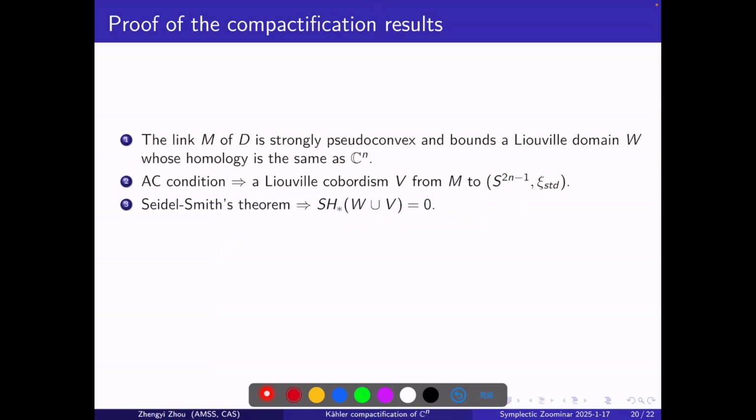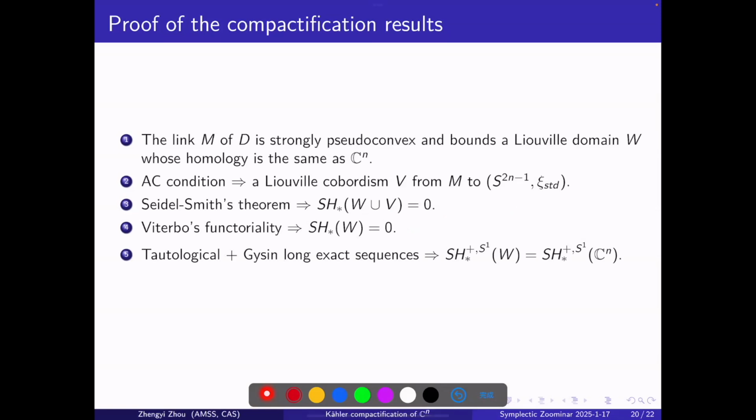And then there's a result due to Seidel-Smith, which implies the symplectic homology when you glue this W with V. So W is a domain bounded by the link N, and V is the cobordism you get from interpolating these plurisubharmonic functions, because this is a Liouville filling of the standard contact sphere. And their theorem says that any exact filling of the standard sphere will have symplectic homology 0. So the Viterbo functoriality will imply that the symplectic homology of this W is 0.